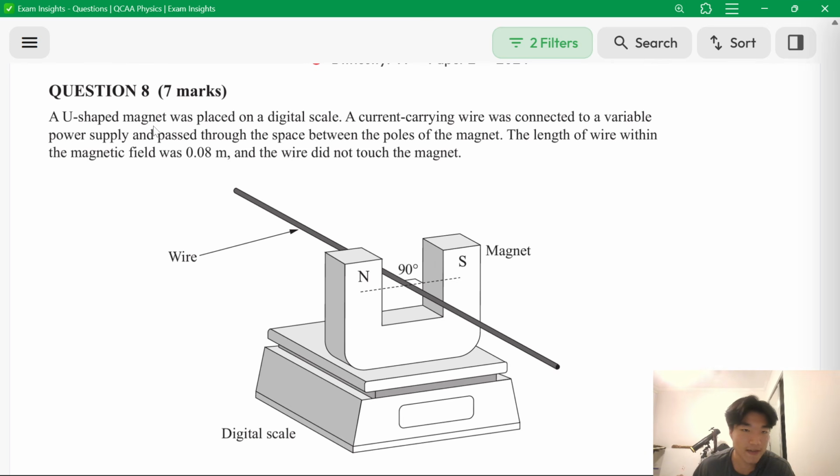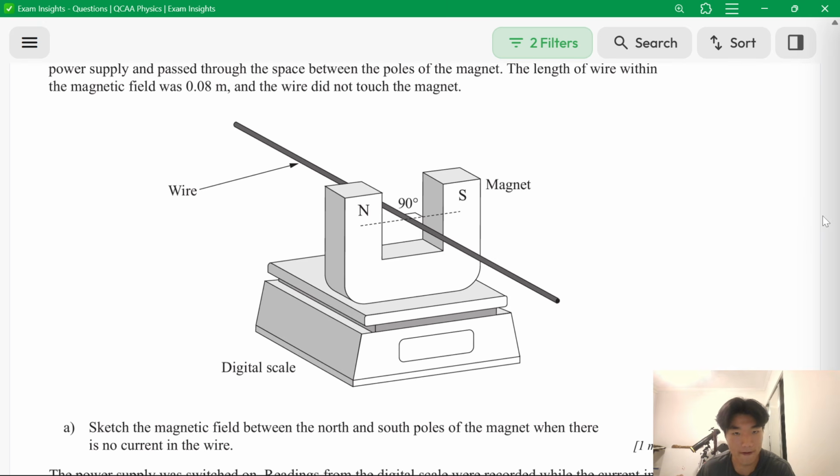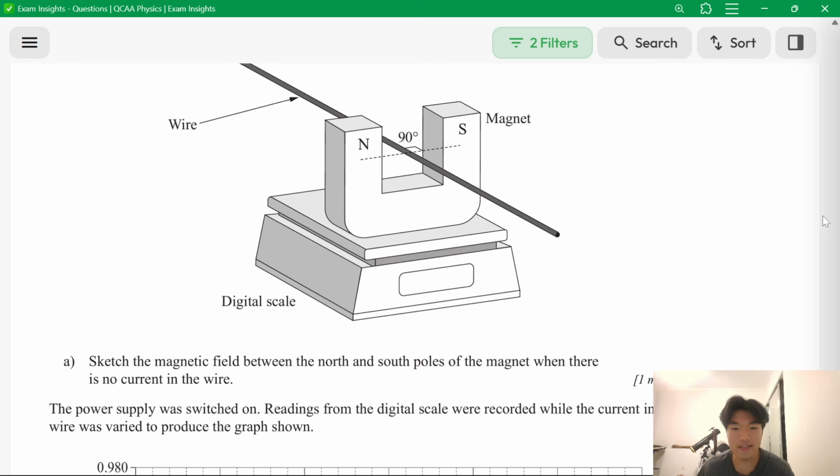A U-shaped magnet was placed on a digital scale. Okay, nice, good to know. A current carrying wire was connected to a variable power supply and passed through the space between the poles of the magnet. The length of wire within the magnetic field was 0.08 meters, and the wire did not touch the magnet. Okay. 90 degrees.